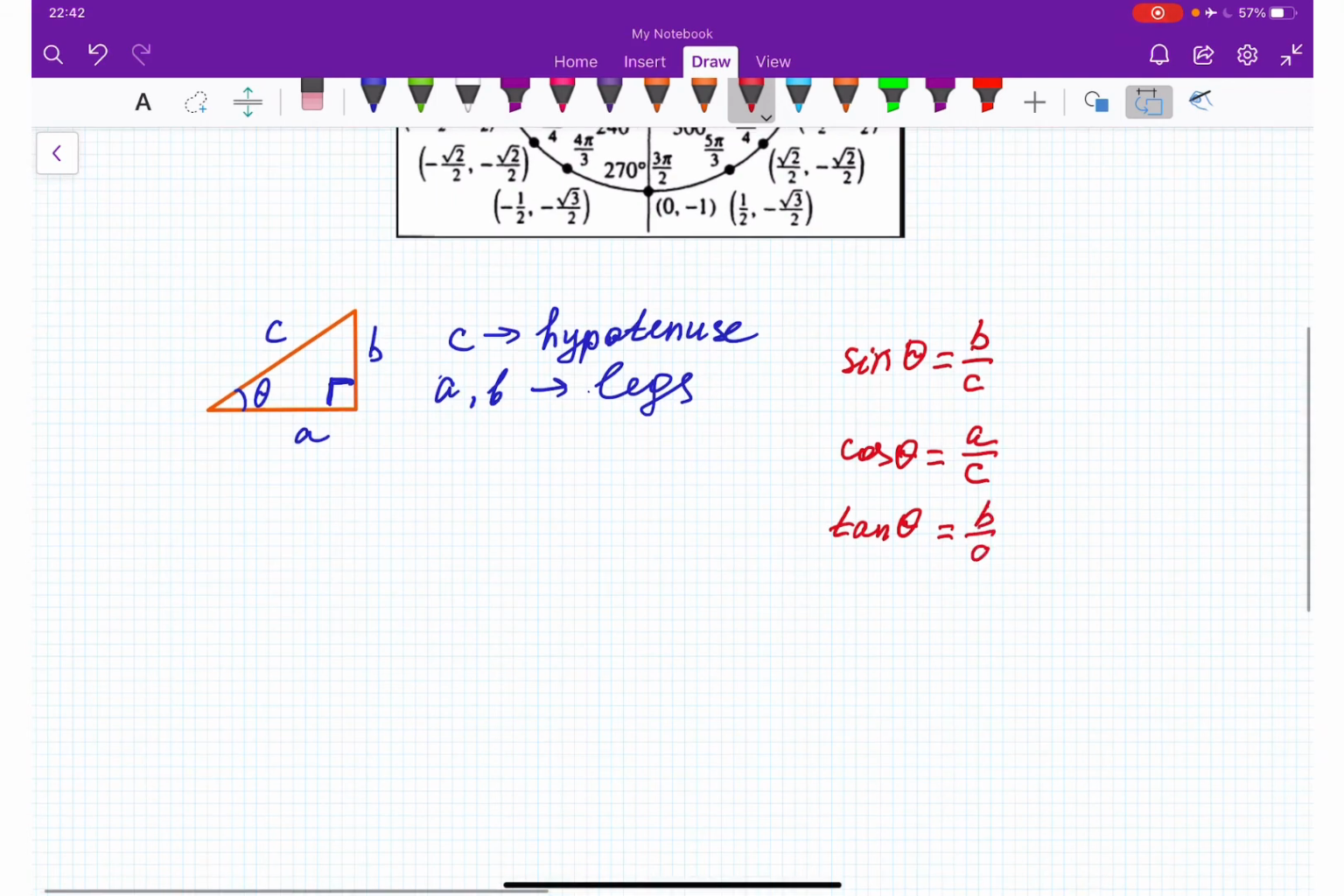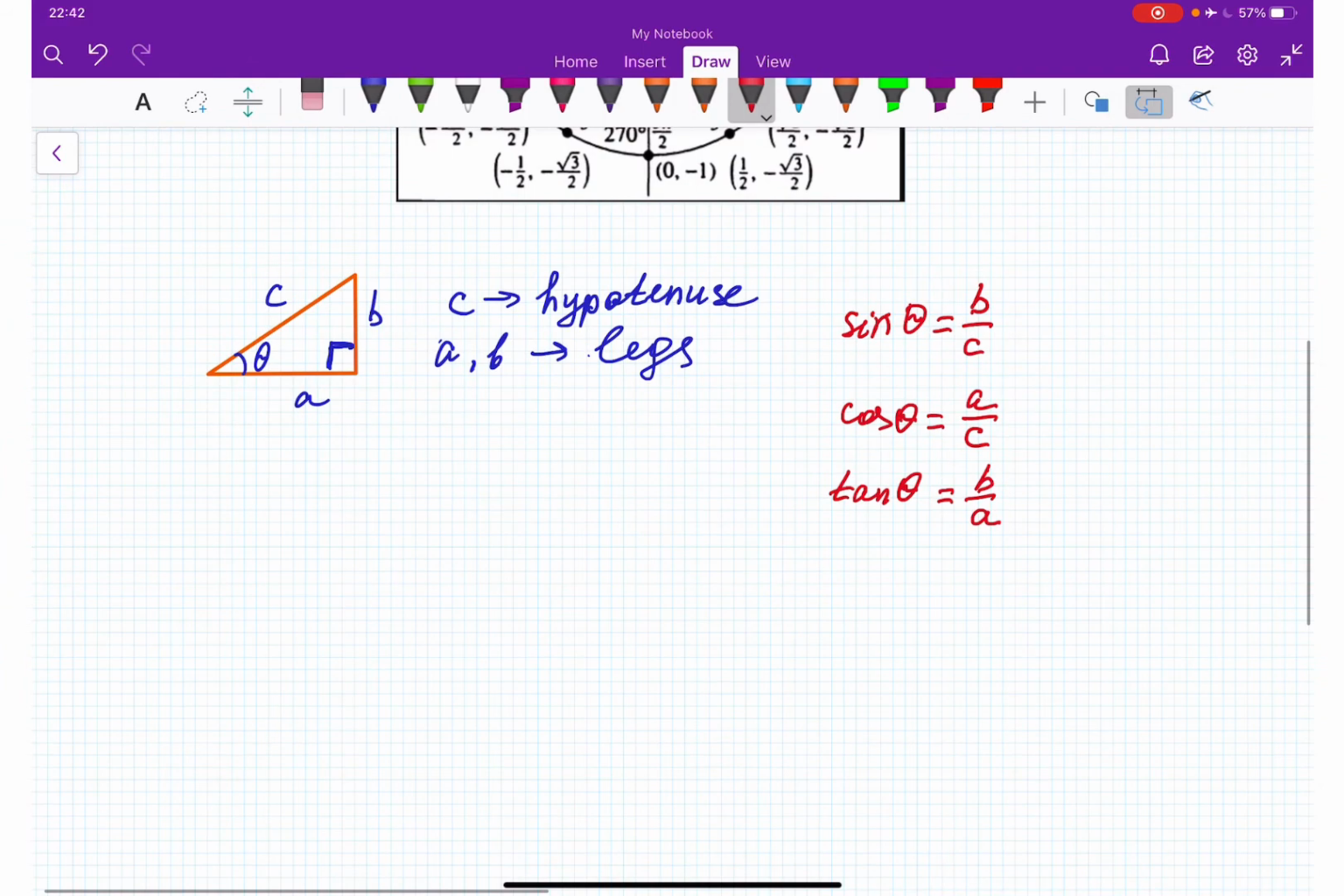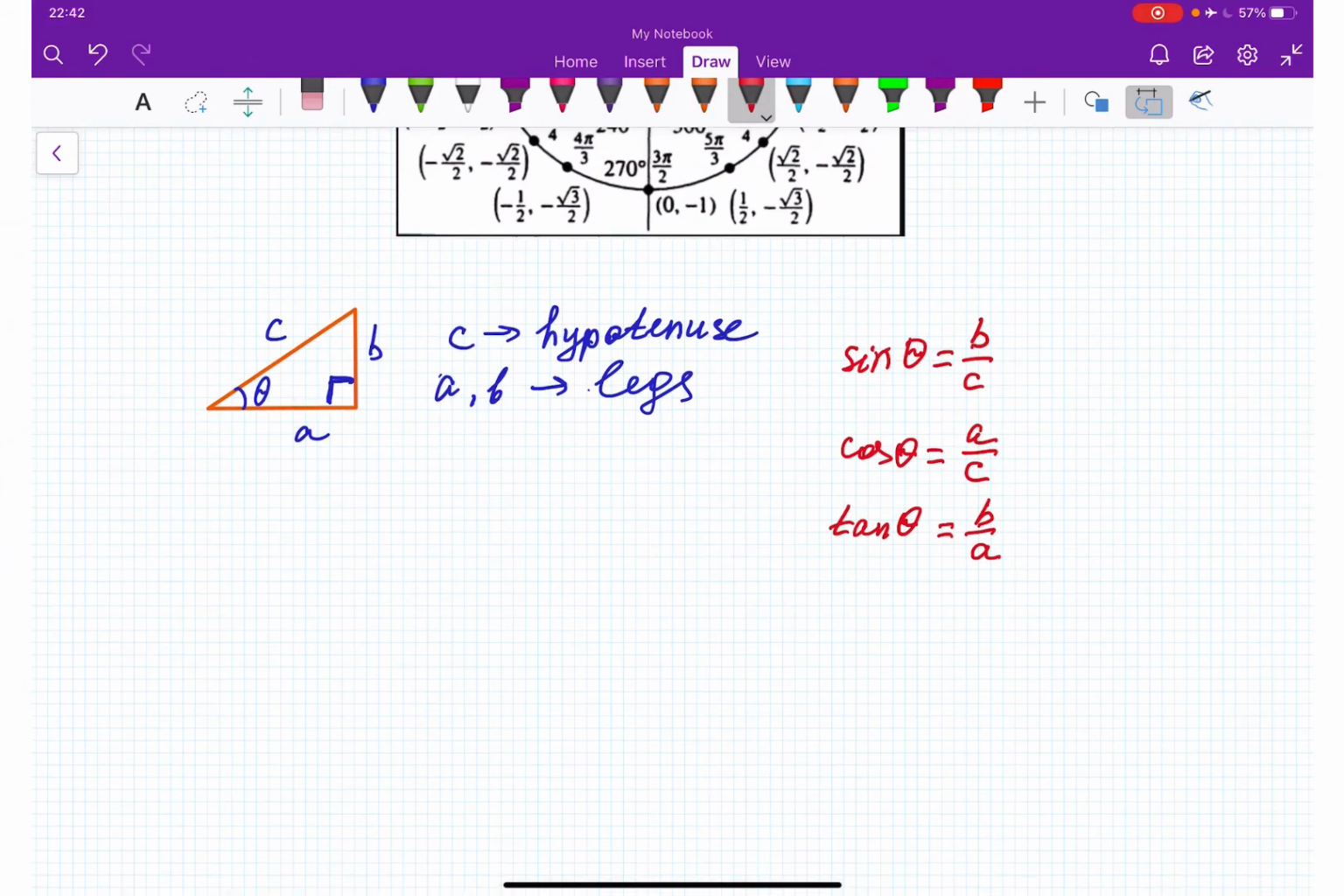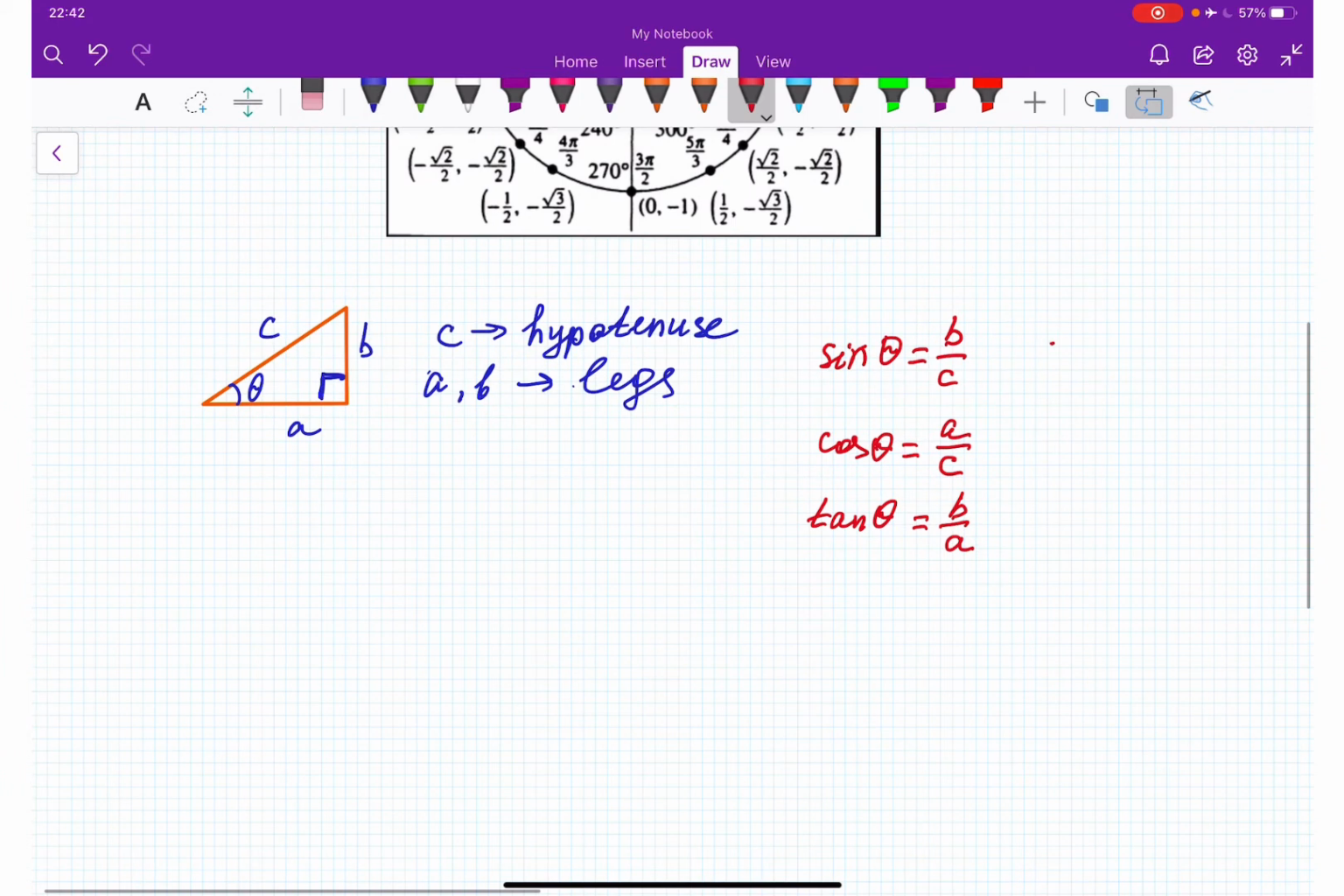So when you are dealing with tangent, you are dealing with two legs, while with sine and cosine, you are dealing with one leg and the hypotenuse. All right, so now let's go to cosecant theta. Cosecant theta is 1 over sine theta, which means if you flip the ratio B over C for sine theta, you will get cosecant, which is going to be C over B, which means you take the ratio of hypotenuse to opposite side.